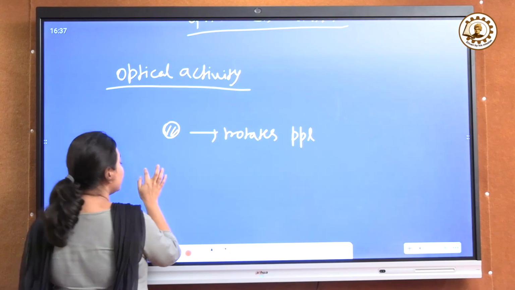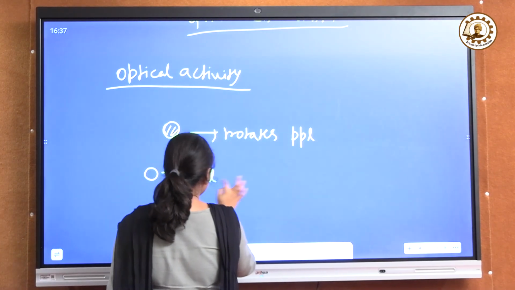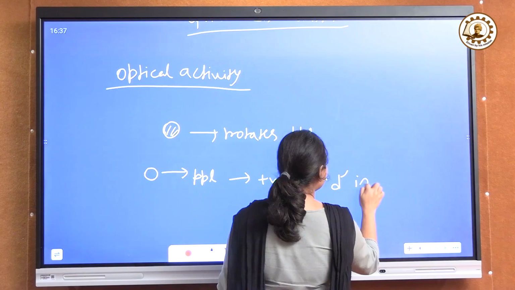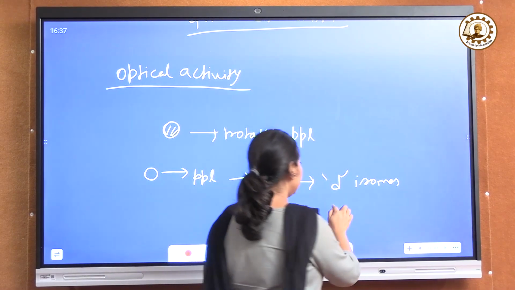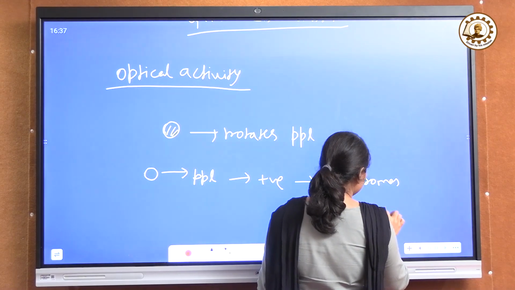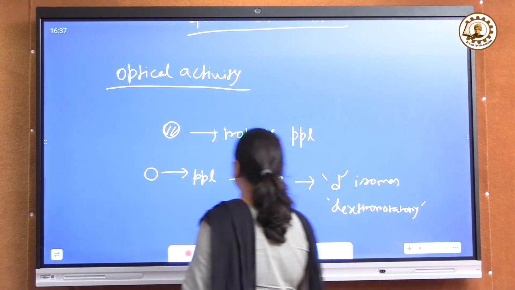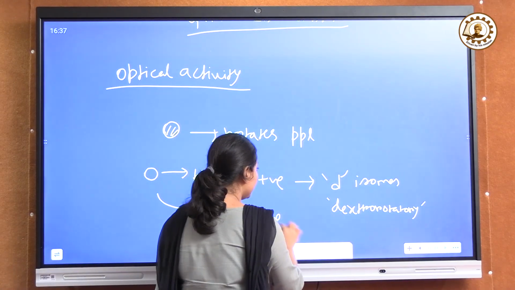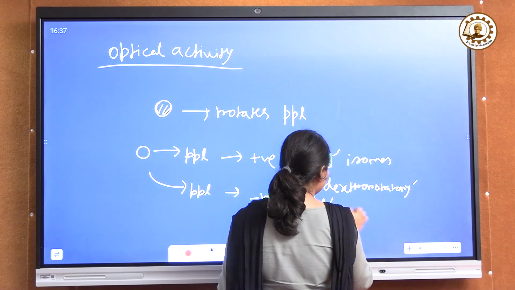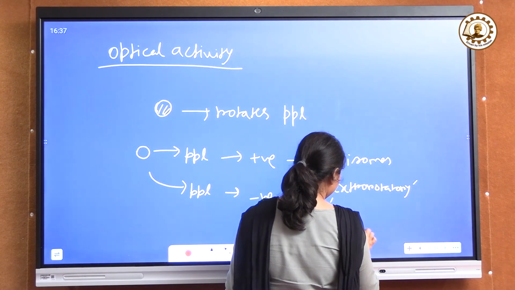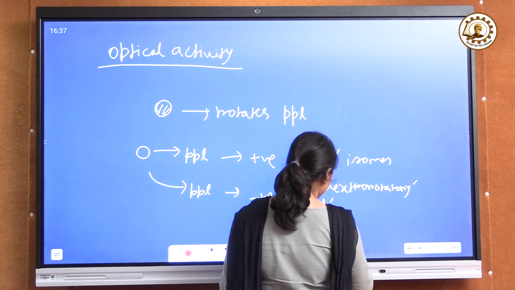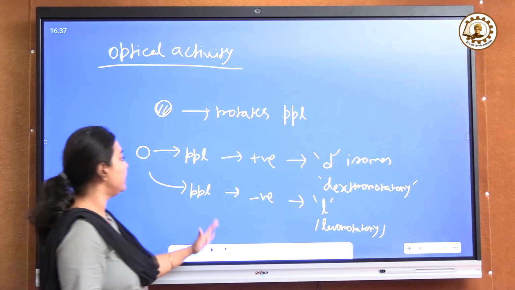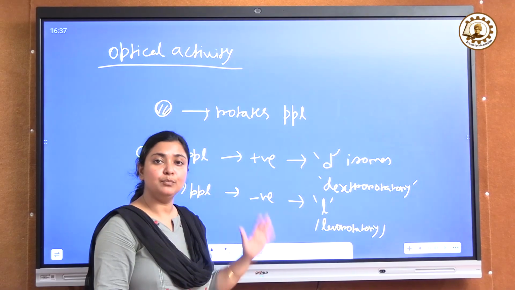Now, if the molecule rotates the PPL in the positive direction, then the isomer is known as the D isomer or dextrorotatory. And if the molecule rotates the plane polarized light in the negative direction, that isomer is known as the L isomer or levorotatory. So this was the D and L isomer. It is basically dependent on the rotation of the plane polarized light.